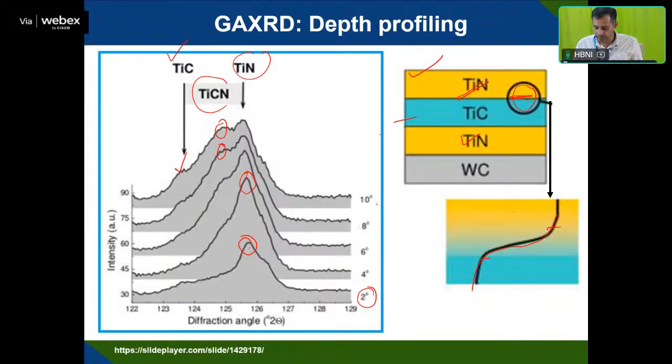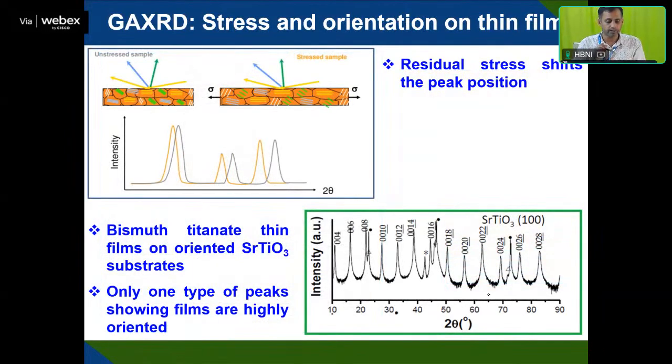Like that, you can do depth profiling, and you can also measure the stress and orientation of the structure. Here the structure is on a stressed sample. If you apply tensile stress, the lattice plane is stretched. Because of that, you can see the peak shifting from black to yellow because of the residual stress. That shifting of the peak is how you can find out the residual stress.